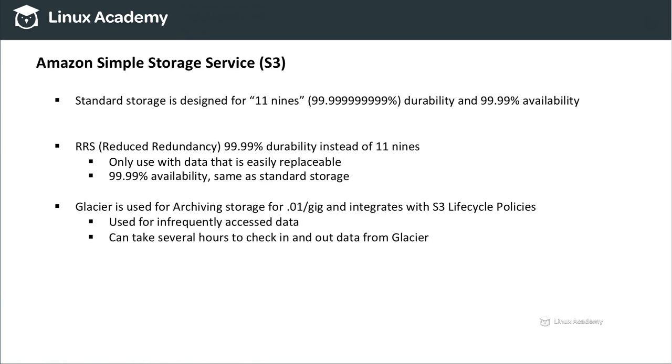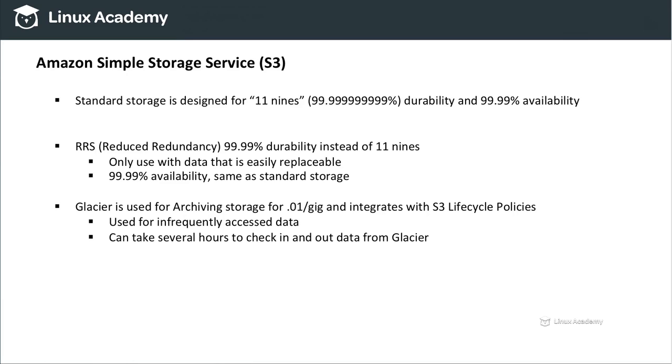Standard storage is designed for 11 nines durability and 99.99% availability. However, we can specify an RRS, or reduced redundancy storage type, which means that we're giving up some durability. This is a design trade-off, right? If we choose reduced redundancy storage, we're saying that I'm willing to pay less to have less durable storage, which means objects can become corrupt or objects can become lost.